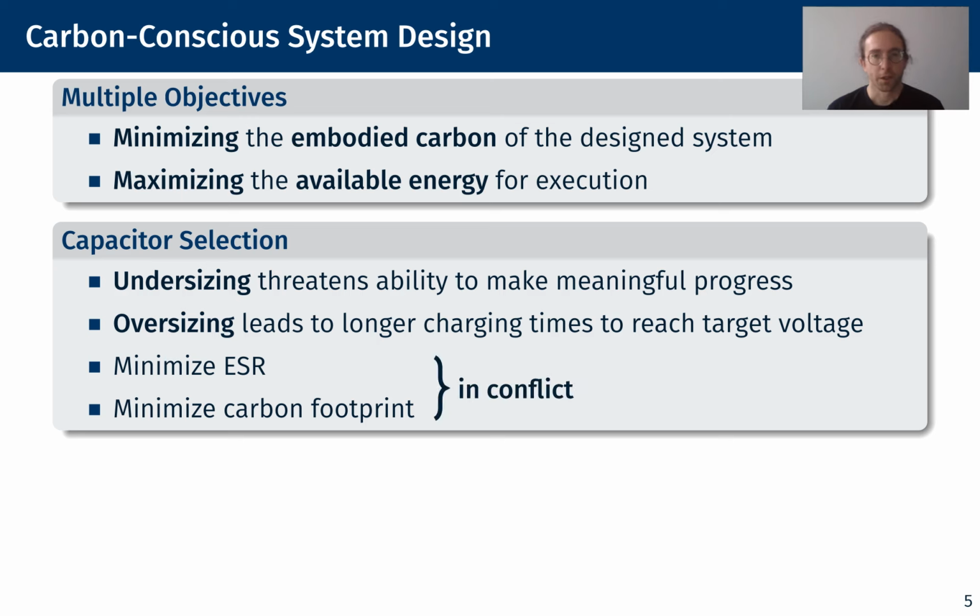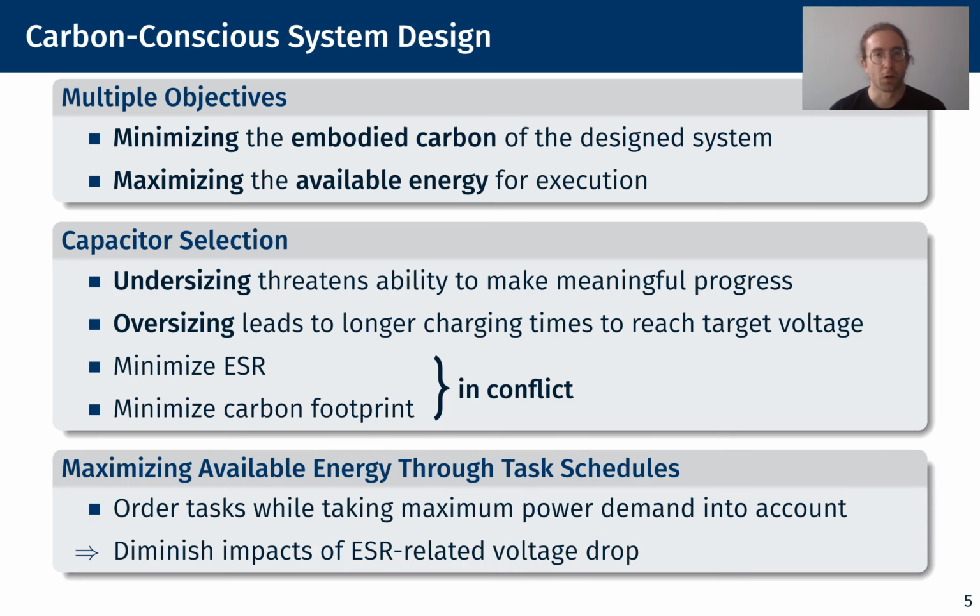We're also not looking only at the hardware layer, but we're performing whole system design. So for maximizing the available energy, we also try to derive suitable schedules. We can do that, for example, by ordering the tasks according to their maximum power demand, which translates to an order of ESR-related voltage drop. So having the highest drop first and then the other ones. This diminishes the impact of the ESR-related voltage drop, as we have seen in the example before.